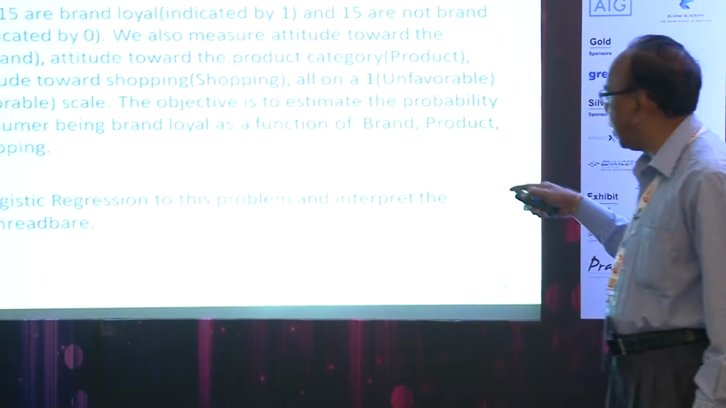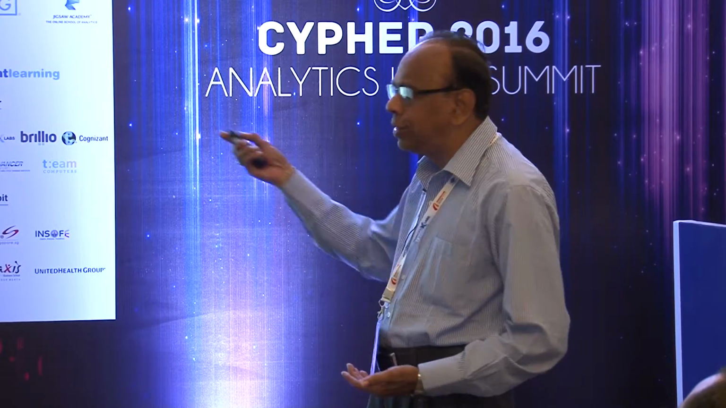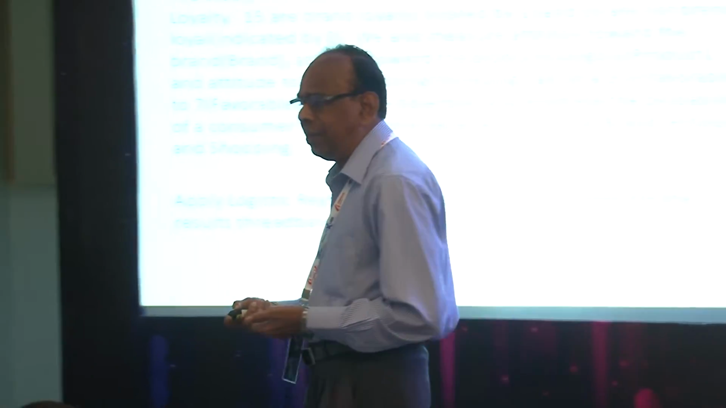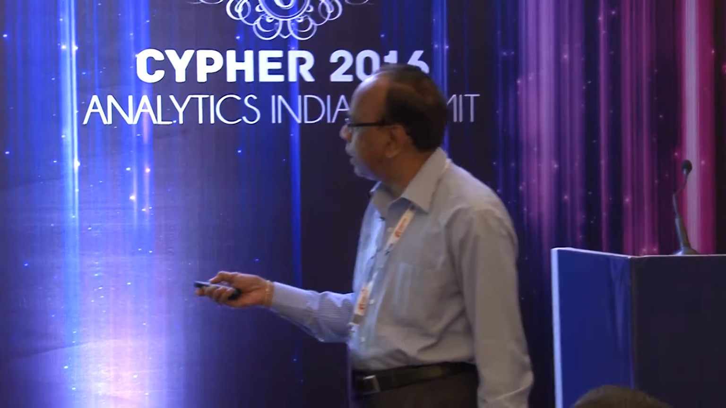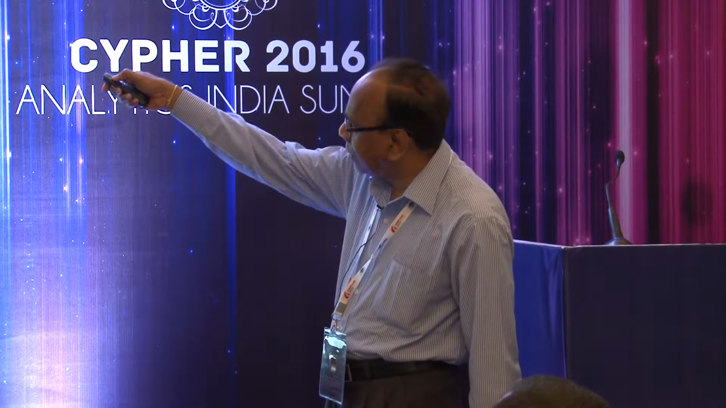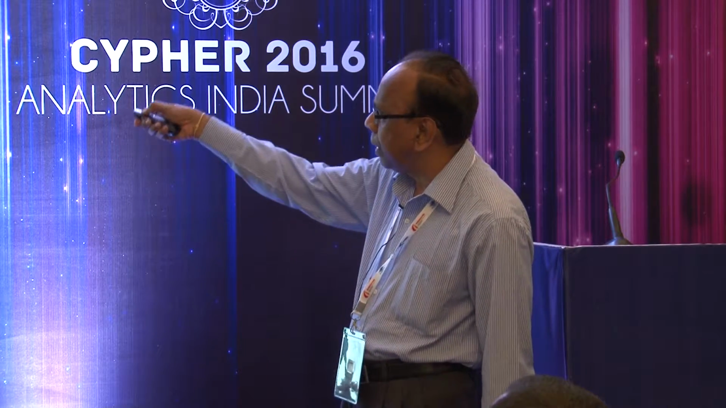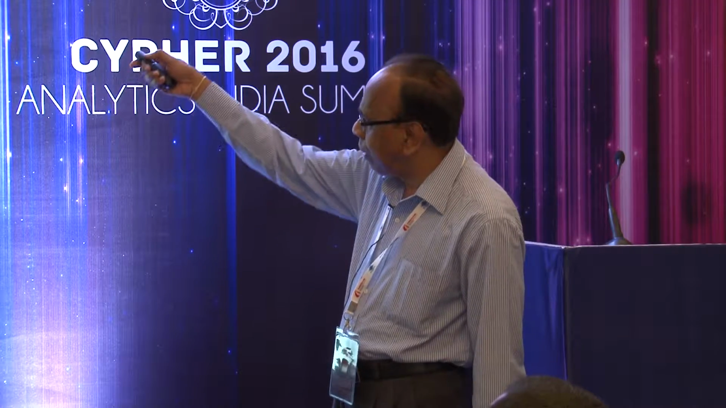Now you have to use logistic regression and interpret the results: how brand loyalty is influenced by the 3 variables, which variable is more important, which variable is significant, which variable is not significant, and all that. So if I first do the ordinary least squares, this is the data set, sorry for the small fonts. Loyalty is 1, 1, 1 coded, not loyal is 0; brand, product, shopping. I have just put simple names; the attitude towards the brand, I call it brand. All are rated on a scale of 1 to 7.